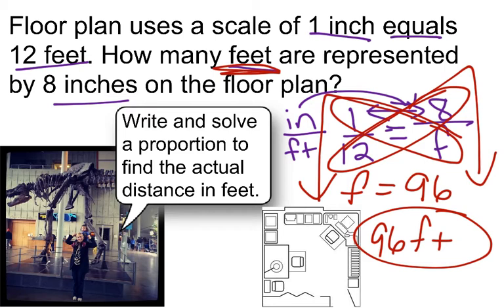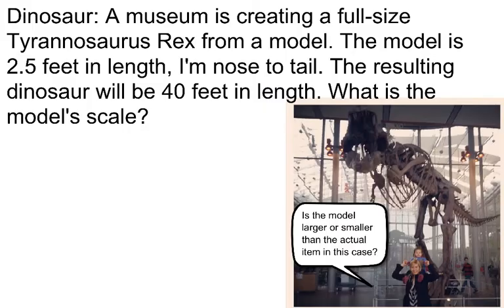That's also going to help you say, well, does my answer make sense? 96 feet is represented by 8 inches on this floor plan, for example. That would make sense because, of course, 8 inches is my model. That's small. 96 feet, that's much larger. That's my actual floor plan. So there are some quick tips.